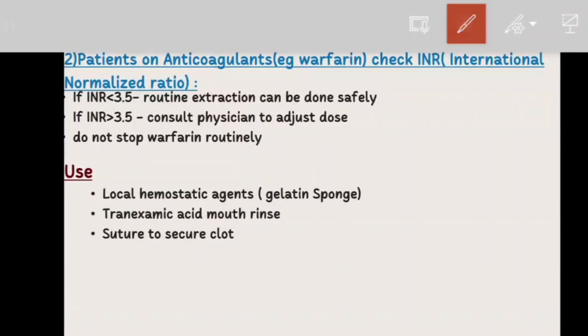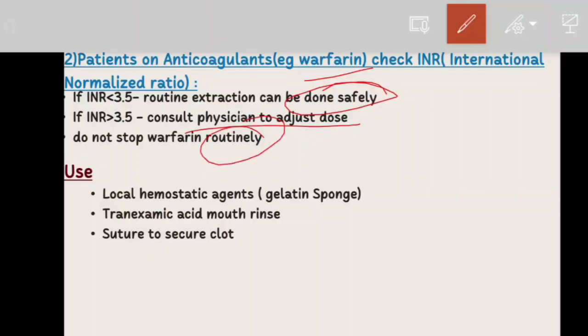Now the second one is patients on anticoagulants, for example warfarin. This is a very common exam question. First check the INR, the international normalized ratio. If INR is less than 3.5, extraction can be done safely. But if INR is greater than 3.5, consult the physician to adjust the dose. Do not stop warfarin routinely.